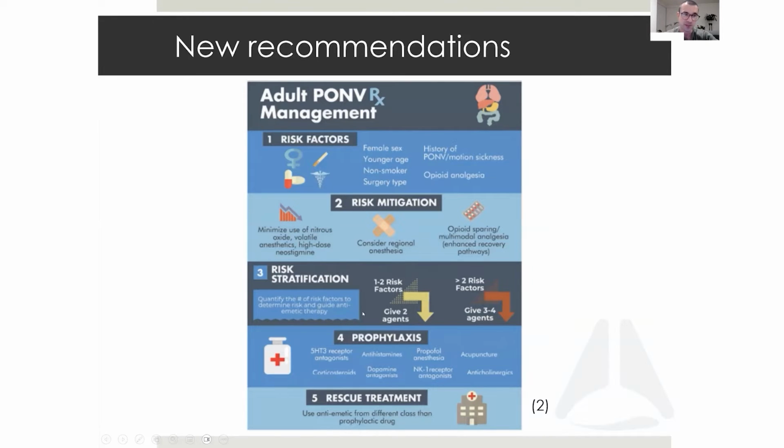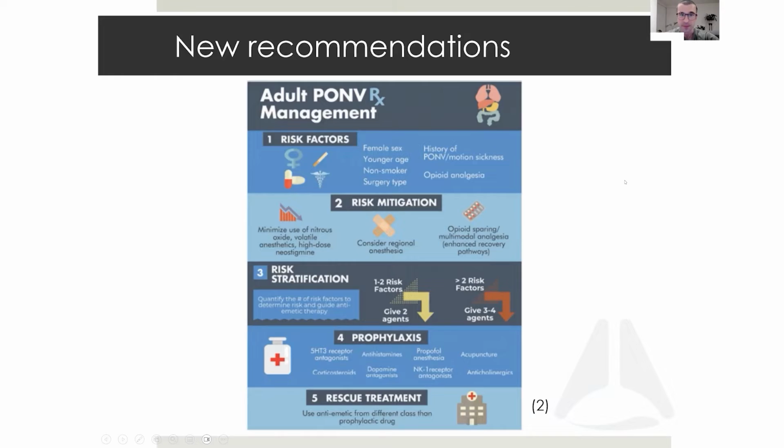Now, this is different to the previous APFL score in that if you've got 1 risk factor, you still get 2 agents. So that's worth noting. Pretty much everyone in anesthesia, if they're going to get a GA, they're more than likely going to get at least 1 or 2 antiemetics. So just keep that in mind for your rotations.